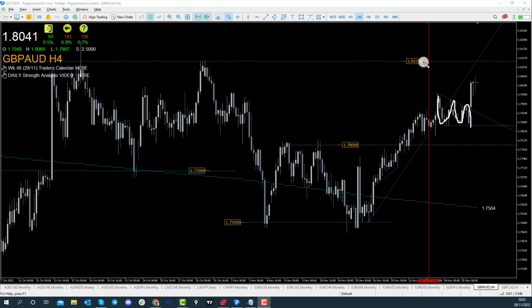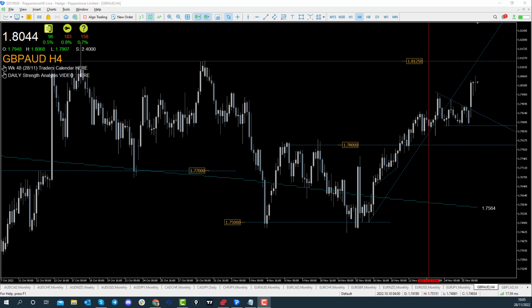Now, if you're looking at it from a trend trading point of view, again, you may want to look for the retracement move before looking for price to move back to the upside. So you might want to wait for price just to come back a little bit before looking for a move to the 1.8125, just because you'll have a better reward to risk ratio.